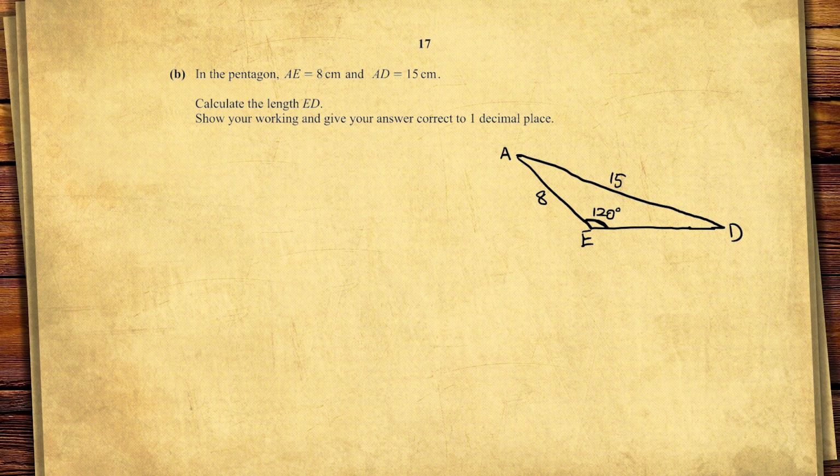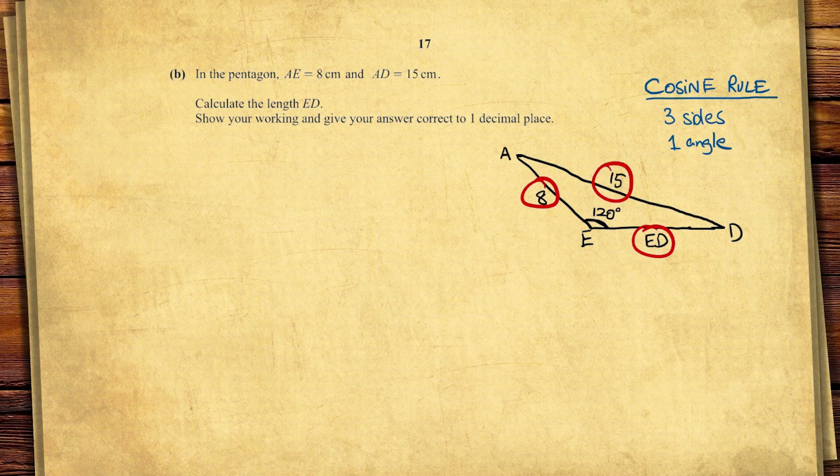Now this is a non-right angled triangle, and by looking at the figure we can figure out that we need to apply the cosine rule, because the formula for the cosine rule involves 3 sides of a triangle and 1 angle. Now we need to calculate this length ED, and we have the other 2 lengths 8 and 15. That means we can involve all the 3 sides in the calculation, and we have one angle 120 degrees inside the triangle. That means we can use the cosine rule.